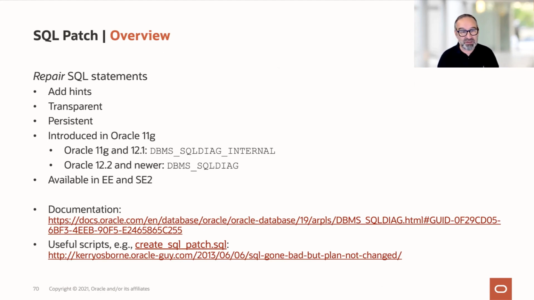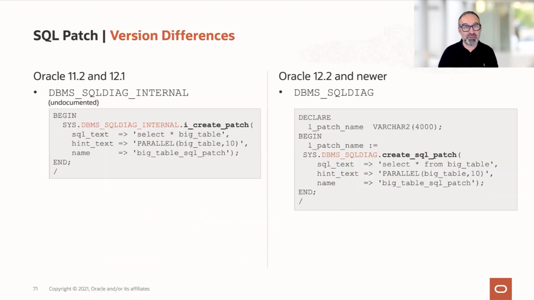who linked also some cool scripts with that, like create SQL patch, which interactively allows you to create your SQL patch and pass on the right hint. Let me show you how that works. So first of all, a version difference, because in 11.2 and 12.1, it was named differently. So in that case, we have to use DBMS_SQLDIAG_INTERNAL.I_CREATE_PATCH. Whereas since 12.2 on the right side here of the slide, it's called DBMS_SQLDIAG.CREATE_SQL_PATCH. Makes more sense.